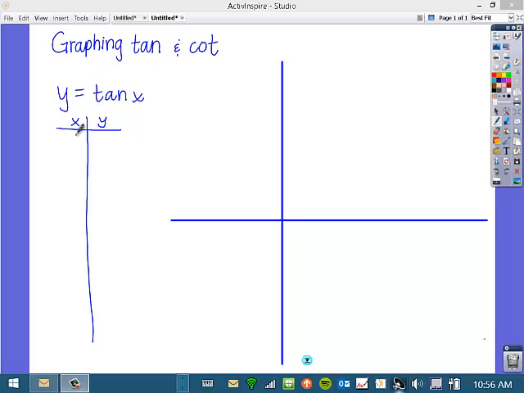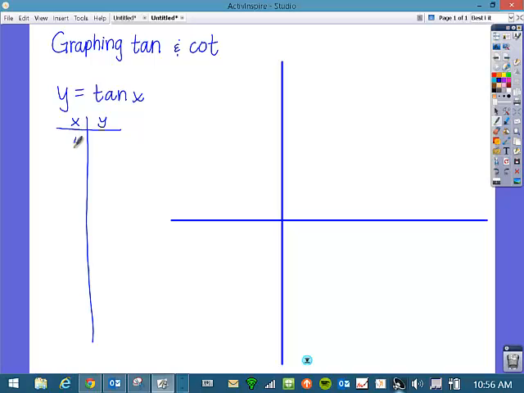Today we're going to graph tangent and cotangent functions. So we're going to start by graphing tangent of x. I'm going to make a t-chart, plug some points in to help us figure out what this graph is going to look like. I'm going to start with x is 0. Tangent of 0 is 0. That's just one that you should know.